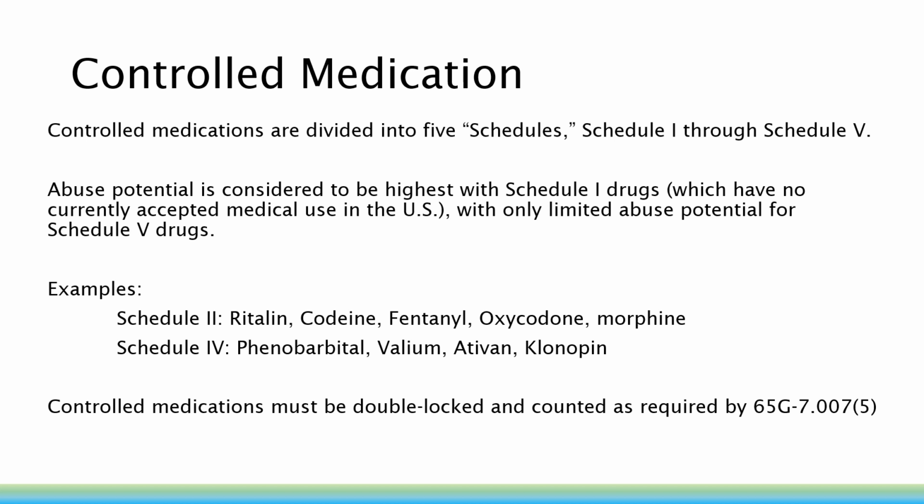Example, Schedule 2, Ritalin, codeine, fentanyl, oxycodone, morphine. Schedule 4, phenobarbital, Valium, Ativan. Controlled medications must be double-locked and counted as required by 65G-7.007 sub 5. Later on, we're going to show you how to double lock.